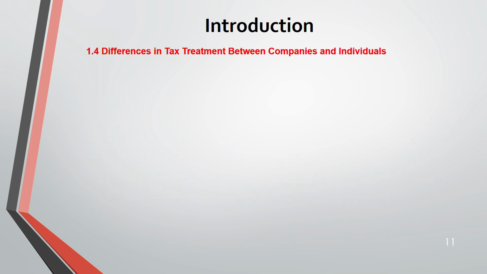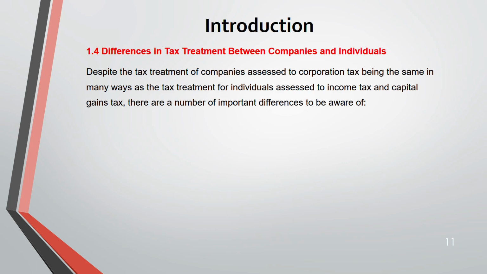Now, what are the differences between companies and individuals? You know very well about individuals. Even though you do not know so much about companies at this stage, at least with individuals you know, so you will be able to relate. The difference is in tax treatment. The tax treatment of companies assessed to corporation tax is similar in many ways to the tax treatment for individuals. Individuals are assessed to income tax and capital gains tax, whereas corporation tax is for companies. These are the differences.